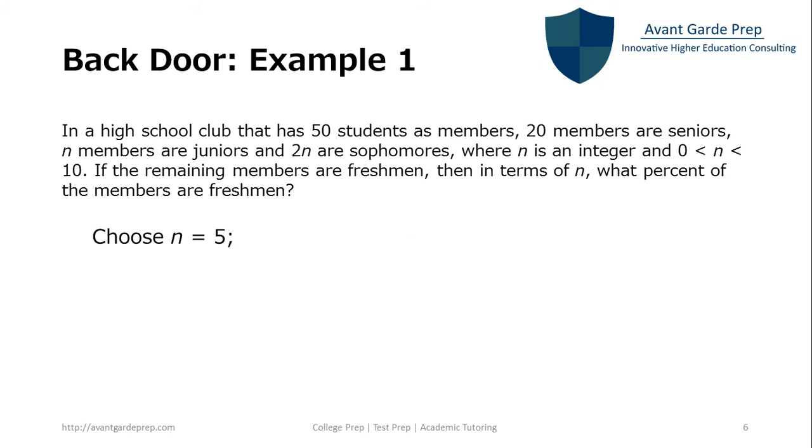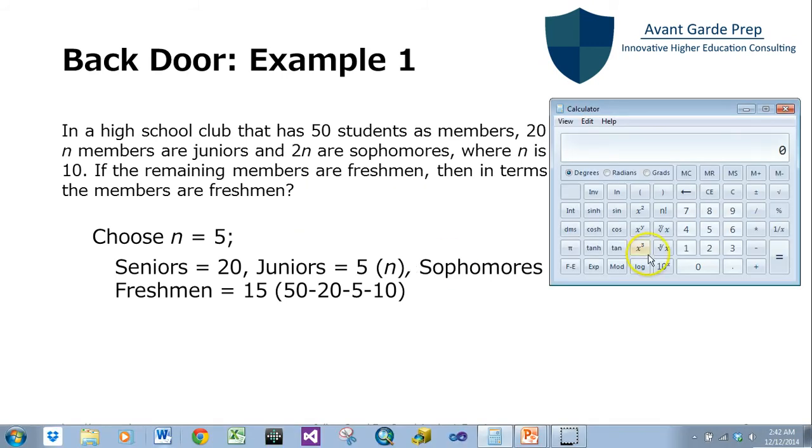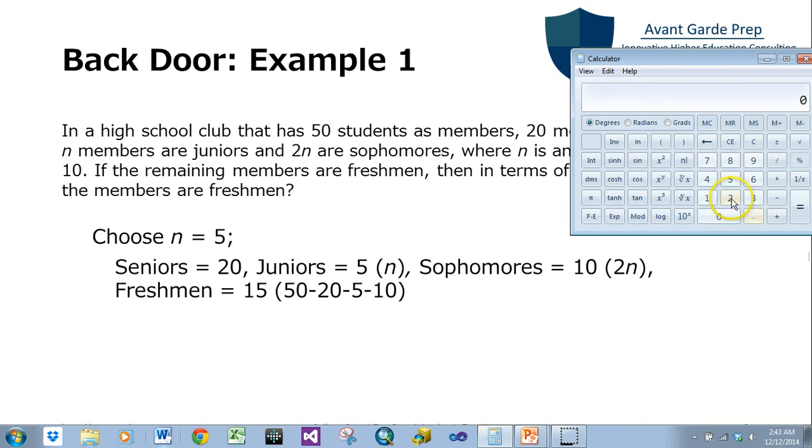Now that we've chosen a number for n, let's gather the information from the problem about the rest of the club. So we can see that the total number of students is 50, and of the 50 members, 20 of them are seniors, n members are juniors, and since we chose n to equal 5, there are 5 juniors, and there are 2n sophomores. And again, we'll go to the calculator real quick and multiply out 2 times 5, and that gives us 10. So there are 10 sophomores.